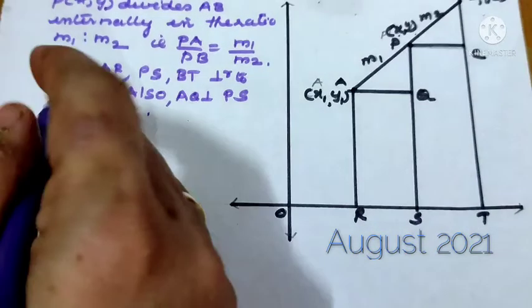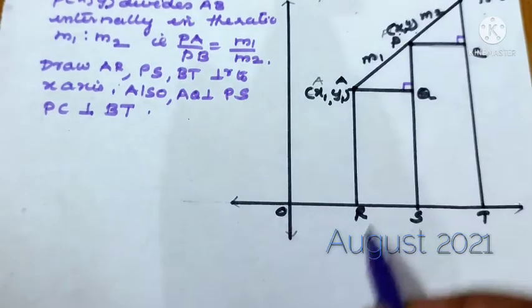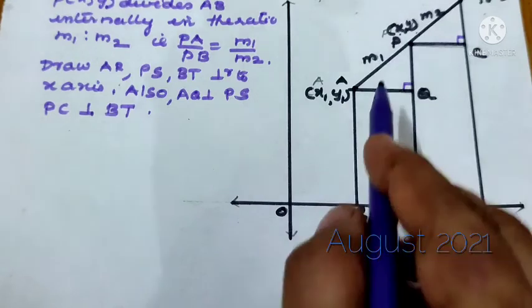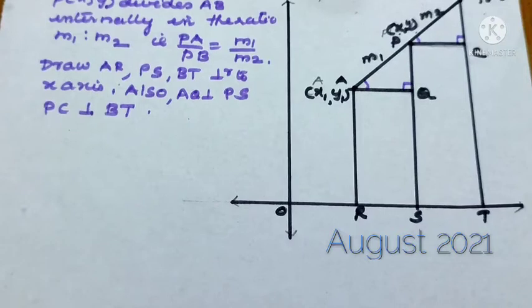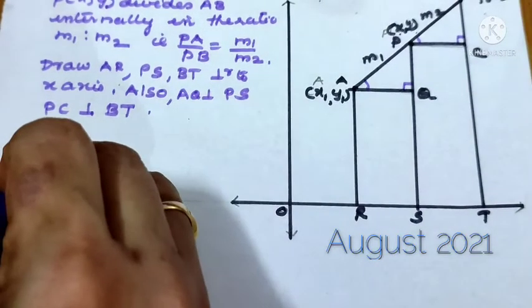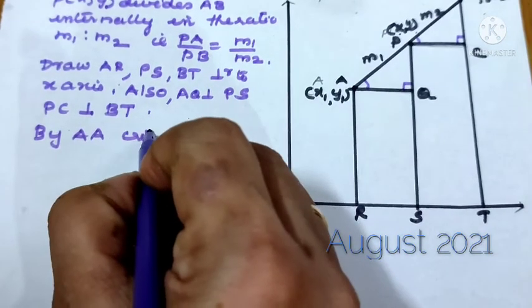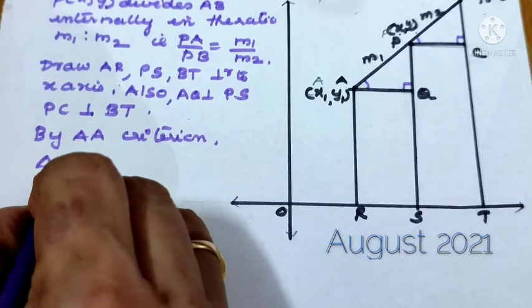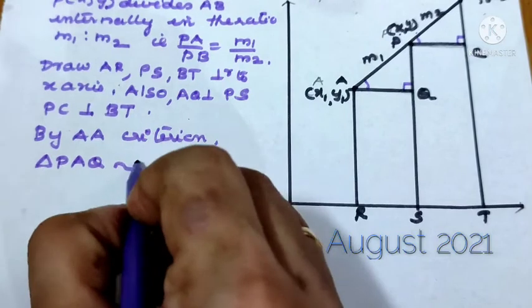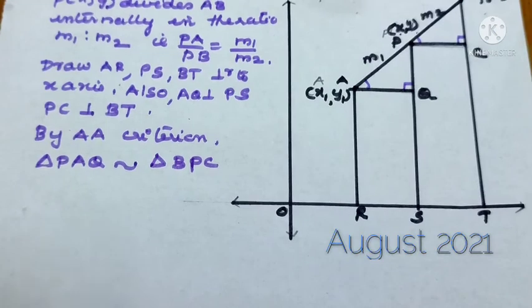Next, by AA similarity criterion, because these two angles are 90 degrees, therefore these two lines are parallel. Again these two angles, if you consider, are corresponding angles only. So now we can take that by AA criteria, triangle PAQ is similar to triangle BPC. AA criteria means two angles should be equal. You have learned this in the chapter on triangles itself.